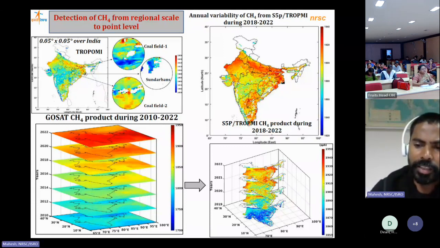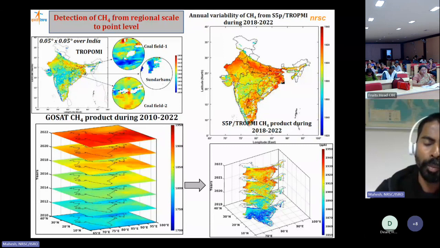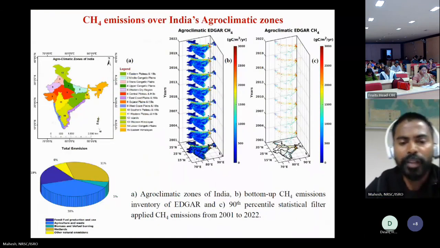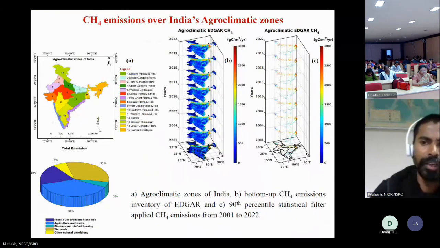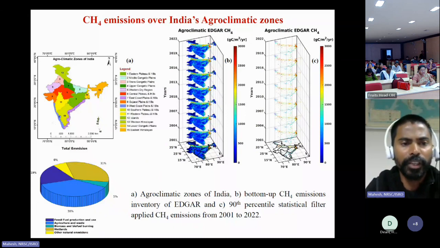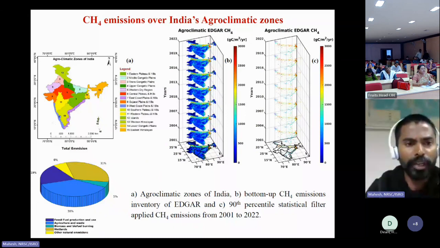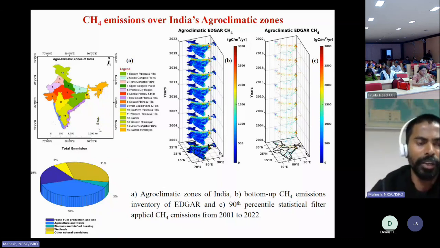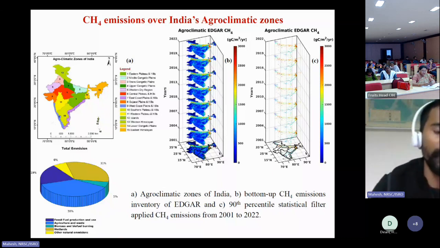This is all yearly changes of high resolution methane mapping. Previously we have seen the coarse, moderate resolution, I would say 10 kilometer, but now we are able to see 5.5 kilometer resolution, so even point level sources can be detected. And this is one of the interesting, very useful things for your future studies: the CH4 methane emissions over India's agroclimatic zones. You all know that there are 15 agroclimatic zones over India, divided based on their climatic patterns. You are very well aware of how the agroclimatic zones are divided in the country.